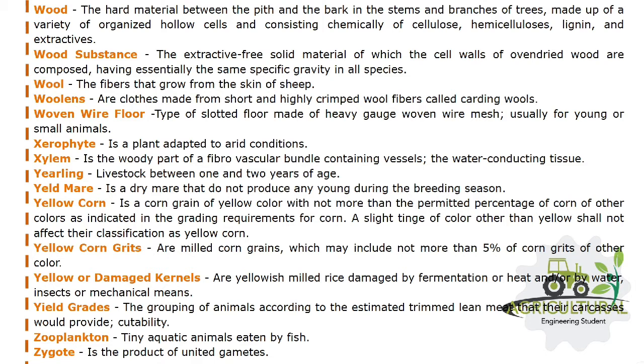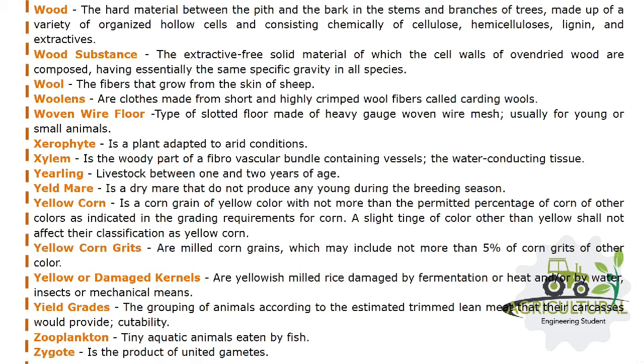Xerophyte, a plant adapted to arid conditions. Xylem, the woody part of a fibrovascular bundle containing vessels, the water-conducting tissue. Yearling, livestock between 1 and 2 years of age. Yelled mare, a dry mare that does not produce any young during the breeding season.